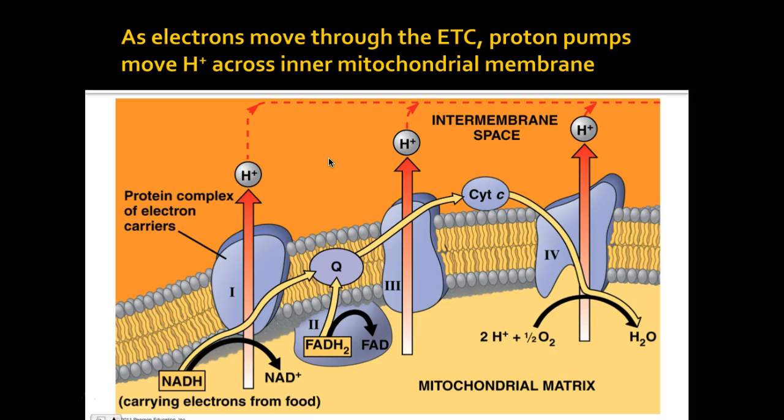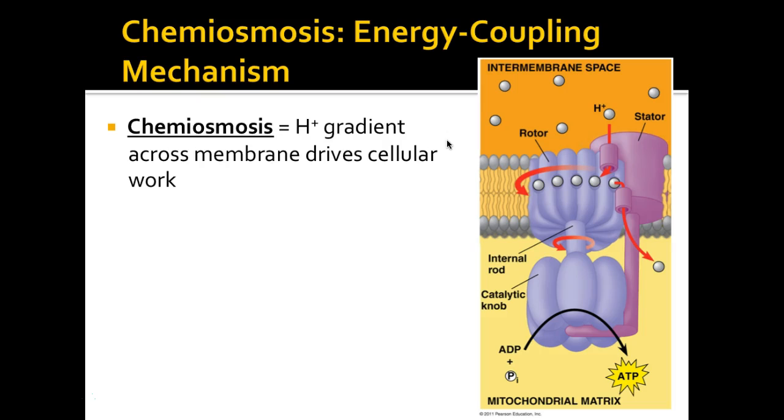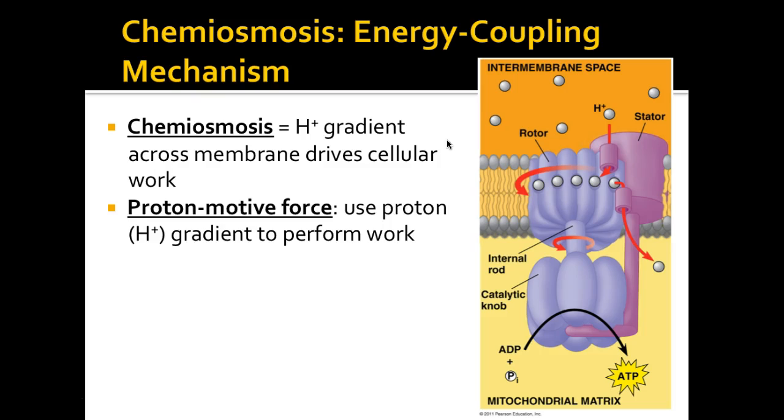Remember, the intermembrane space is the area that is between the outer and inner membrane of the mitochondria. Chemiosmosis is an energy coupling mechanism. So in chemiosmosis, you now have that electrochemical gradient or that proton gradient across the membrane, and that's going to drive cellular work. So the proton motive force is going to use protons, the H plus gradient, to perform work.